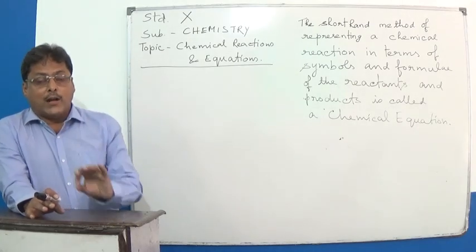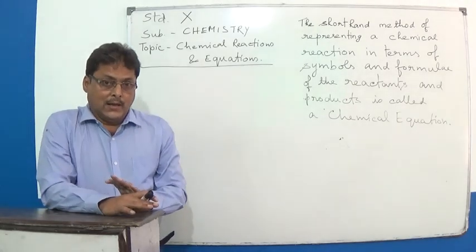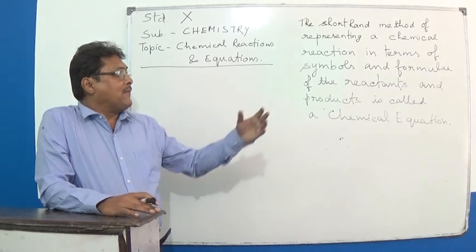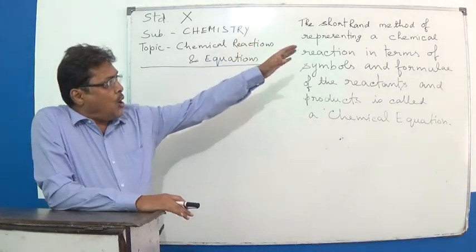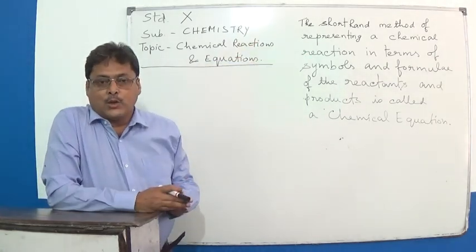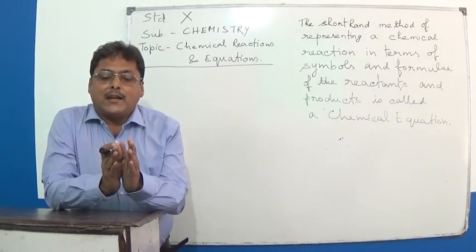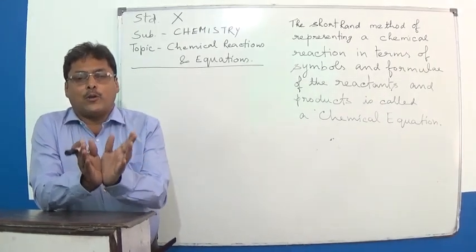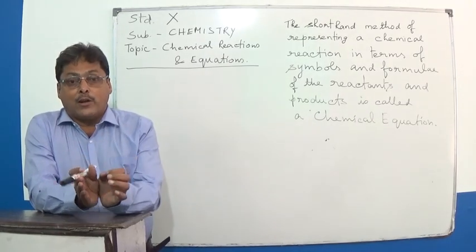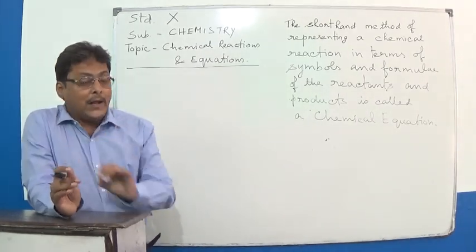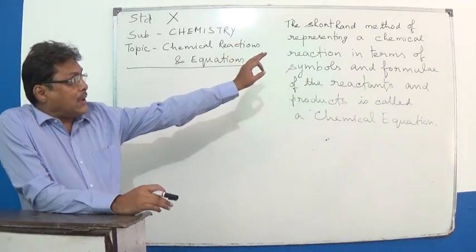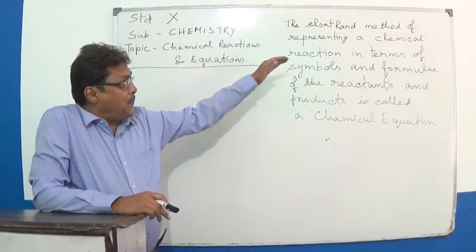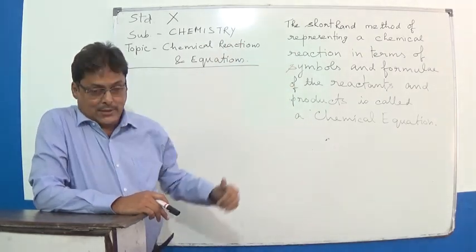Now we will learn what is the chemical equation. Let's look at a definition first. The shorthand method, we must write in brief. That is one of the properties of a good, well-written chemical equation. It must be very brief. The shorthand method of representing a chemical reaction.